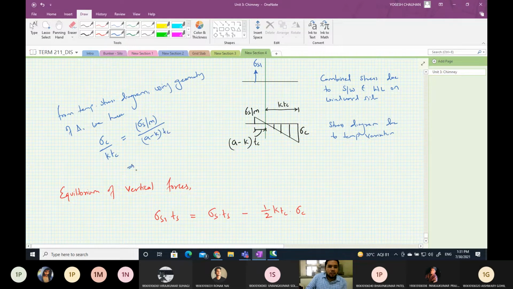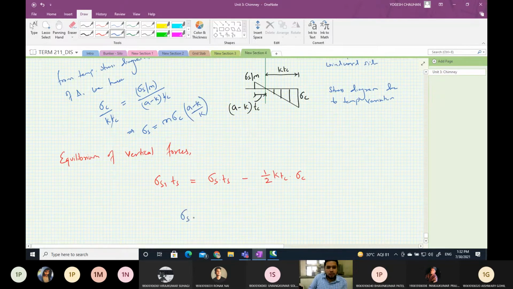So from this you will get a relation sigma S is equals to M times sigma C, this Tc gets cancelled, times A minus K by K, same as earlier. This we have obtained in the earlier case also. So we are writing here sigma S is equal to M times sigma C A minus K by K.